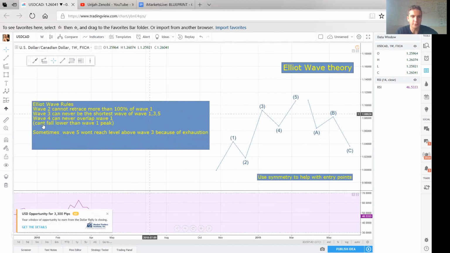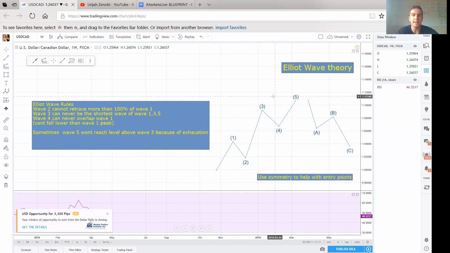Then wave 4 can never overlap into wave 1. If you see wave 4 coming down and hitting somewhere around here, then that throws out the Elliott wave on that one, because that is a violation of the Elliott wave rules. It can't fall lower than the wave 1 peak. Sometimes wave 4 will come right around here and still be valid, so just keep that in mind.